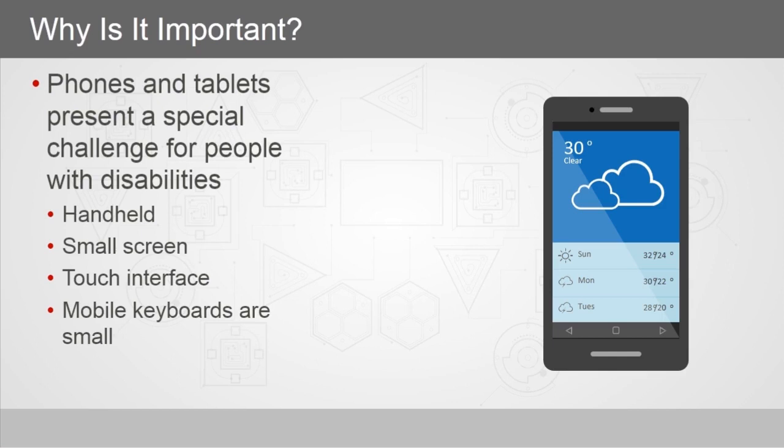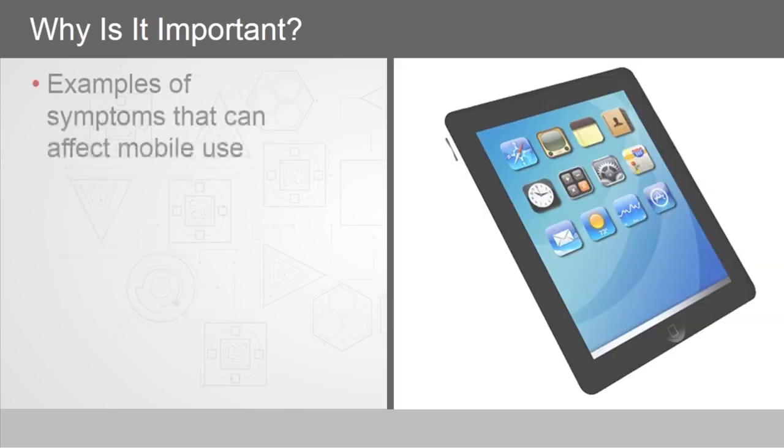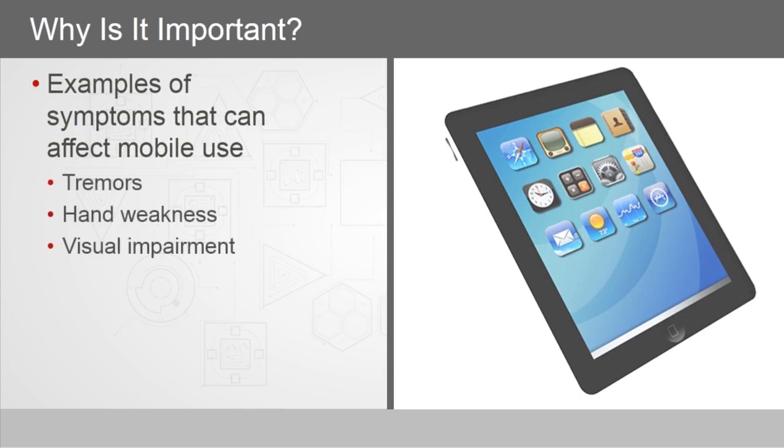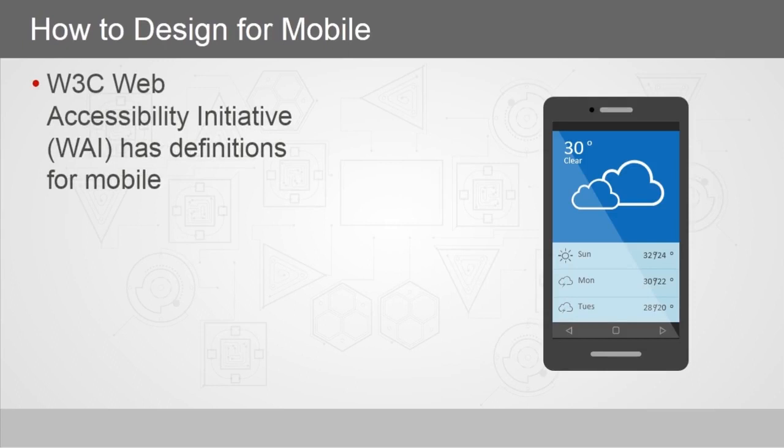And mobile keyboards are very small. Examples of symptoms that can affect mobile use include, but are not limited to, tremors, hand weakness, and visual impairment. And that means developers have to be extra careful when creating an accessible mobile site. So how do you design for mobile?